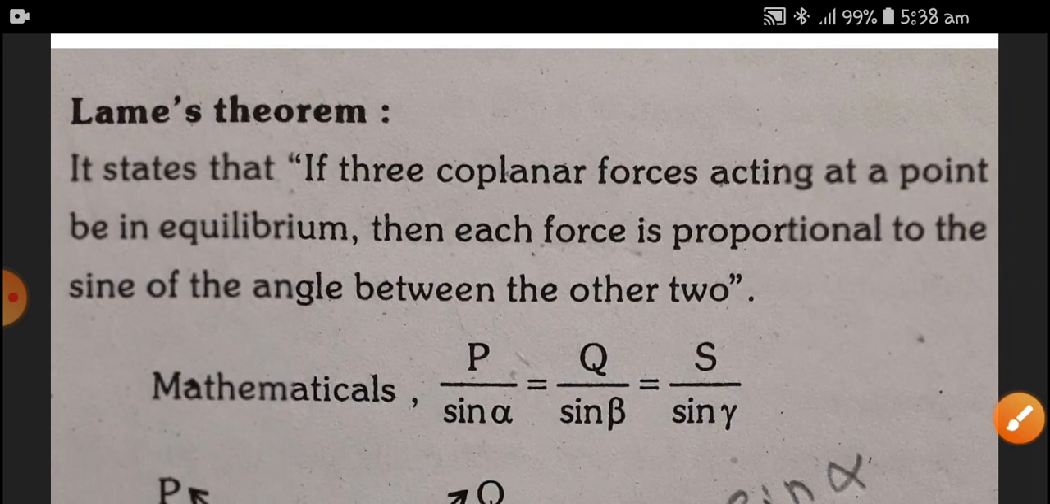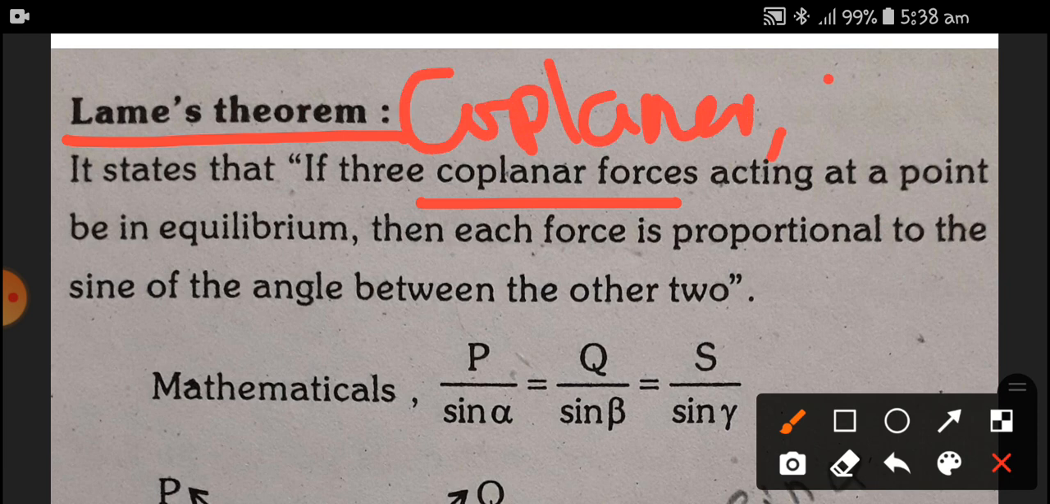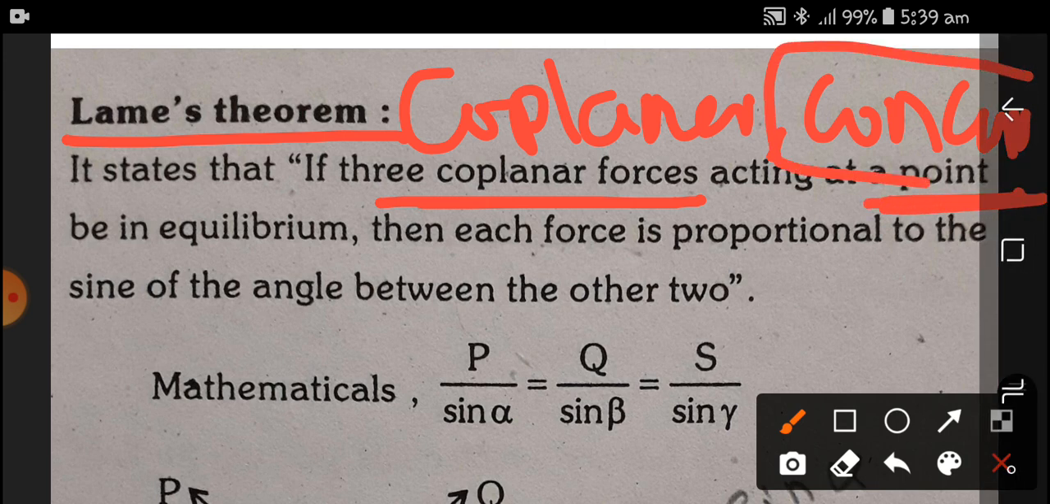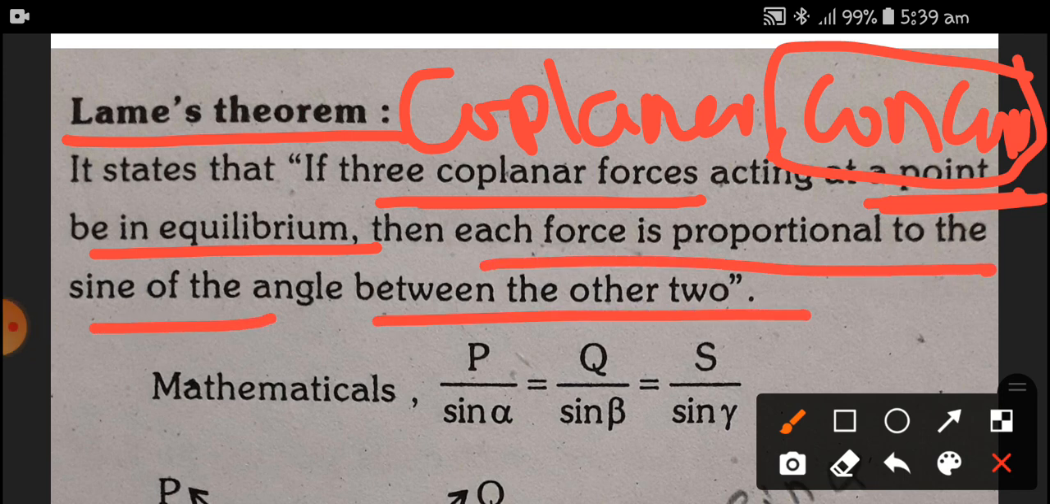Next, Lami's theorem. Lami's theorem is for the coplanar force system. Coplanar means same plane, and coplanar concurrent is the best way of stating Lami's theorem. So a coplanar and concurrent system of forces acts on a body in equilibrium. If three coplanar forces act at a point, and point means it is concurrent, and the body is in equilibrium, then each force is proportional to the sine of the angle between the other two forces.